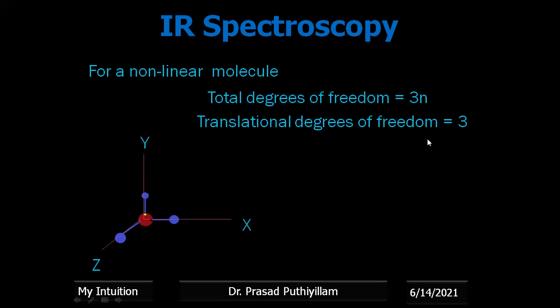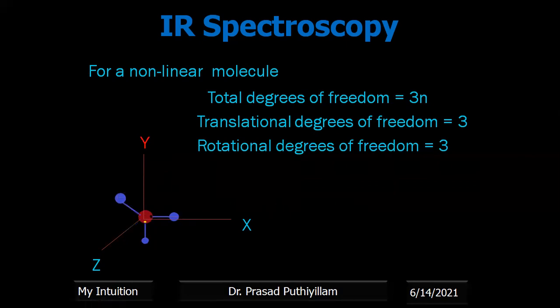Now the translational degrees of freedom is 3 here. We know already that it can move in X direction, it can move in Y direction, that is translation motion, or it can move in Z direction. So 3 translational degrees of freedom for a non-linear molecule. The rotational degrees of freedom also 3, because it can rotate in X direction, keeping an X direction atom constant. It can rotate in Y direction, it can rotate in Z direction. All 3 possibilities are there.